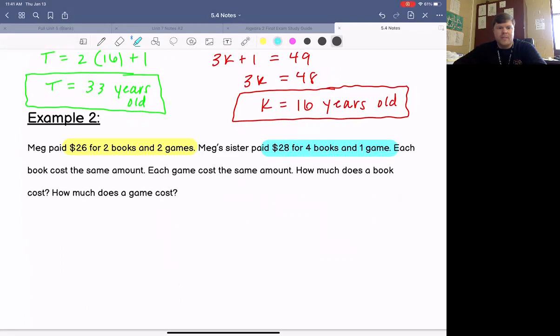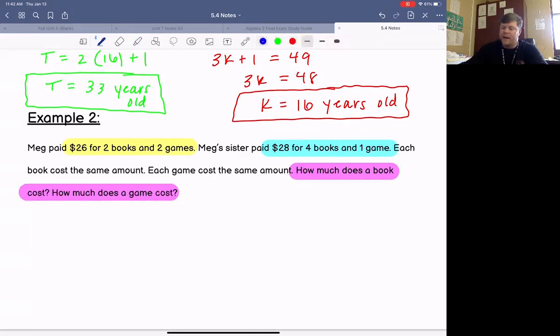Each book costs the same amount, each game costs the same amount, which means we can define their cost using a variable. And it says, how much does a book cost? How much does a game cost? So again, whatever the problem asks you for, that is what your variables should be. So let's go ahead and define those. So B is the cost of a book, and G is the cost of a game.